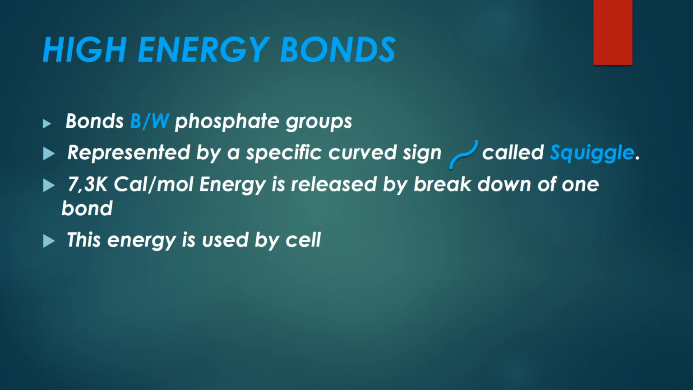This energy is used by organisms when cells or organisms break down the ATP. By the release of one phosphate, this energy is released, 7.3 kcal per mole, and the same energy will be used by the cell.